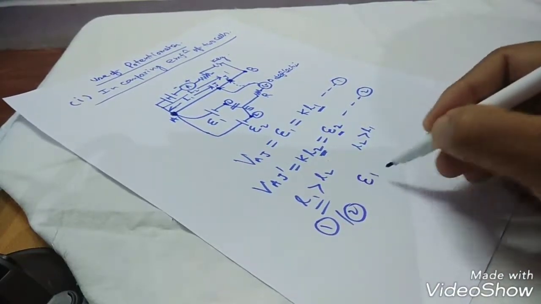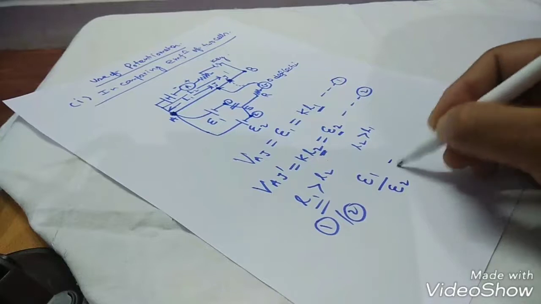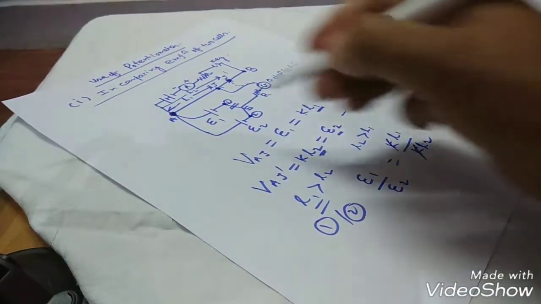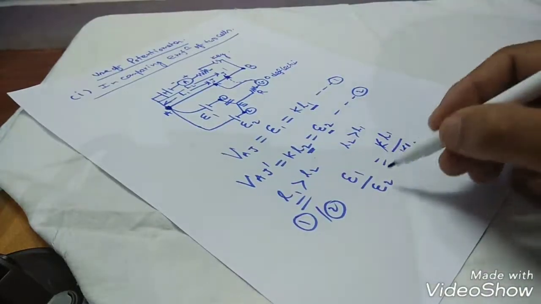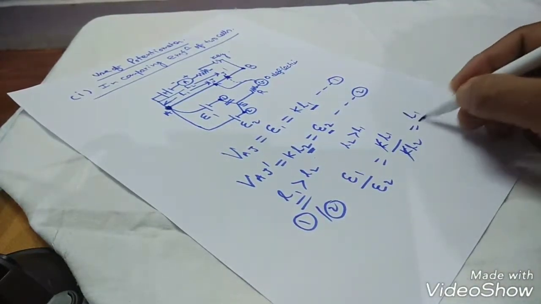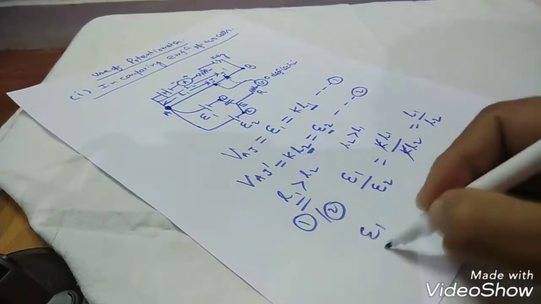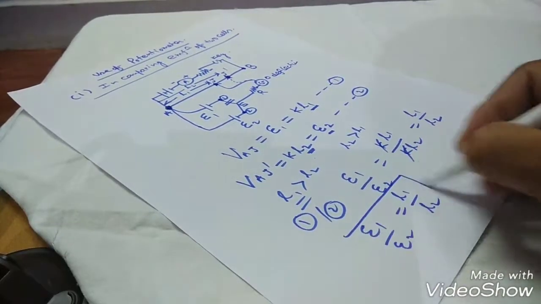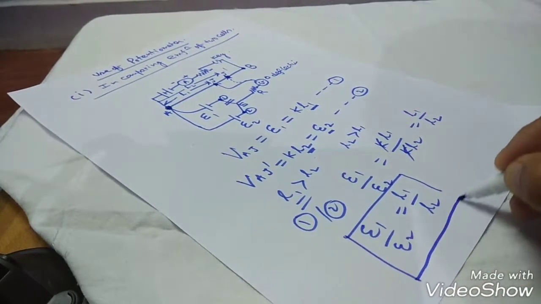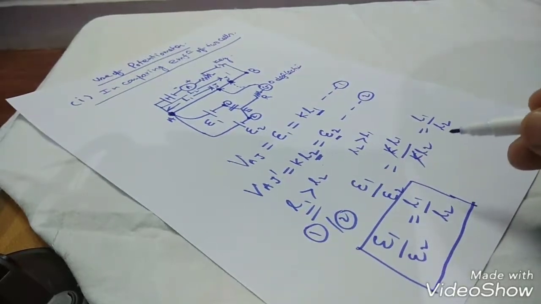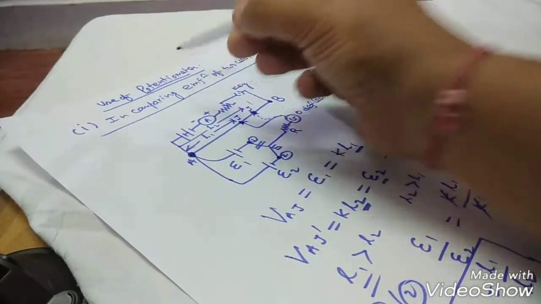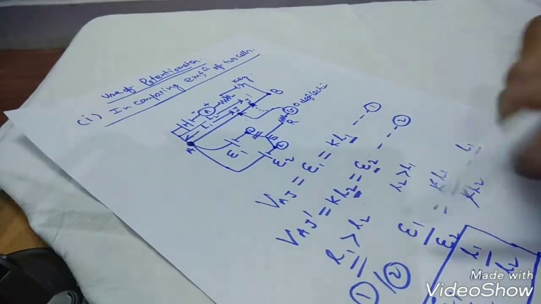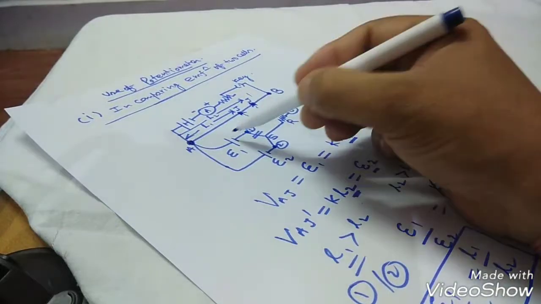Dividing this, we will get E1 by E2 is equal to KL1 by KL2. This K is the same, constant for a particular potentiometer. So E1 by E2 is equal to L1 by L2. In this way, we can compare the EMFs of two cells. This is the application of the potentiometer, which is used to compare EMFs of two cells. I think it is very clear what we did.